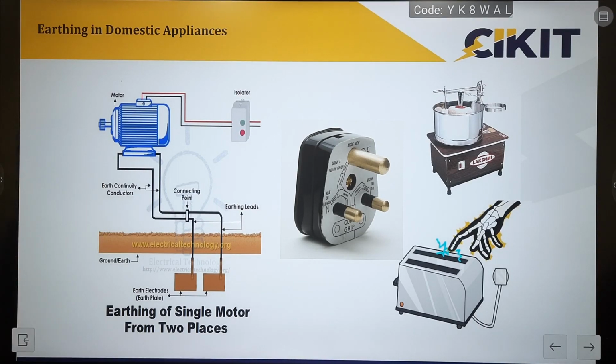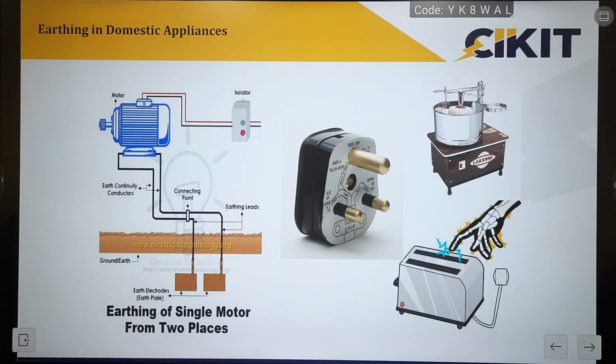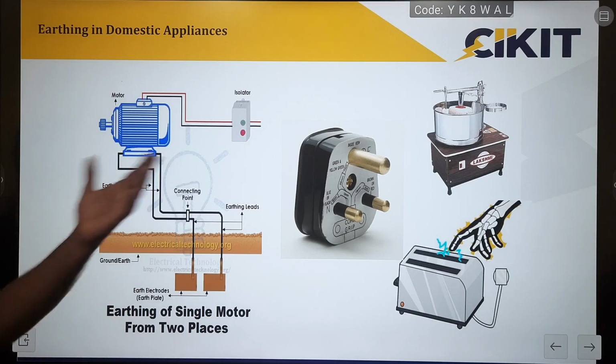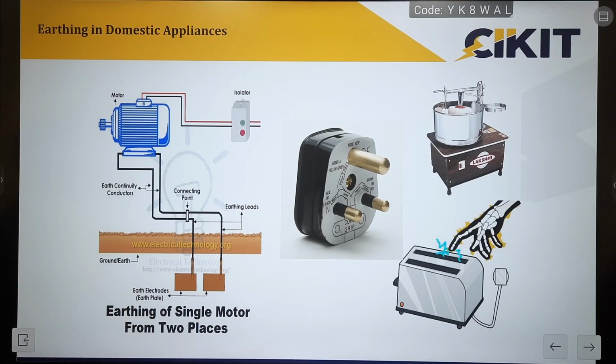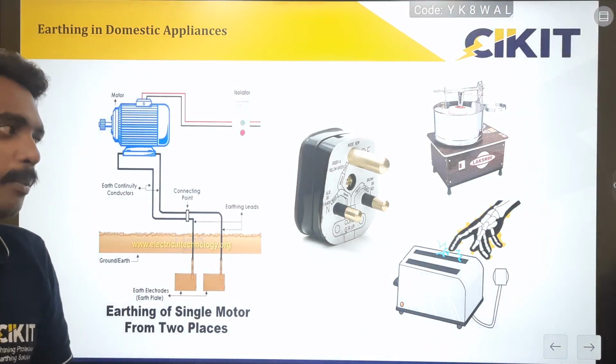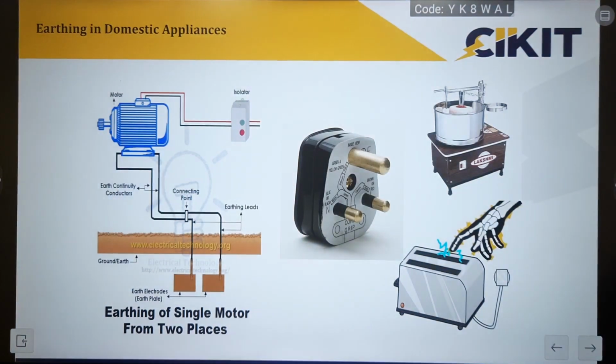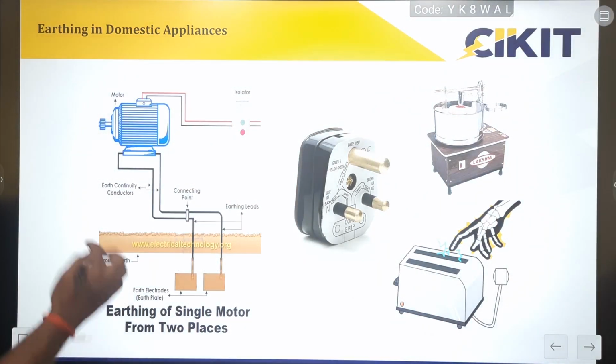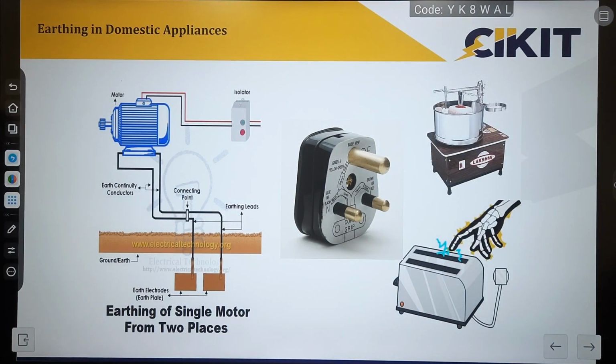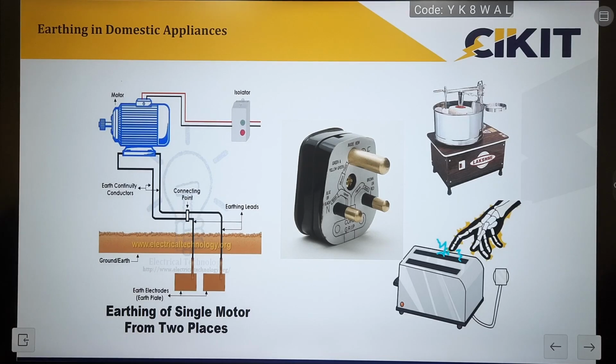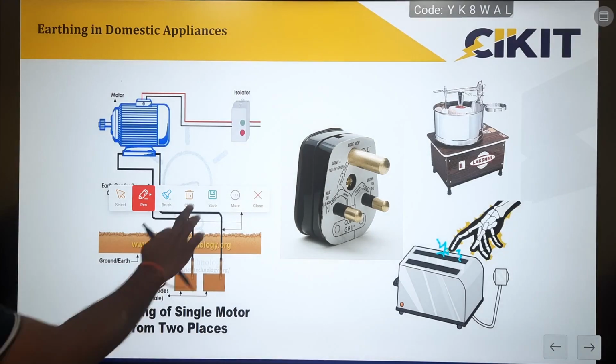So earthing is not only related to industries and commercial complexes, it is related to all the houses as well. Earthing is very important for all houses, because we use electrical equipment in day-to-day life, and earthing is very important to ensure the safety of the operating people. If you take this as an example, in all our houses we use this 3-pin plug point. In this 3-pin plug point, one is phase, another is neutral, and the third is the earthing point.